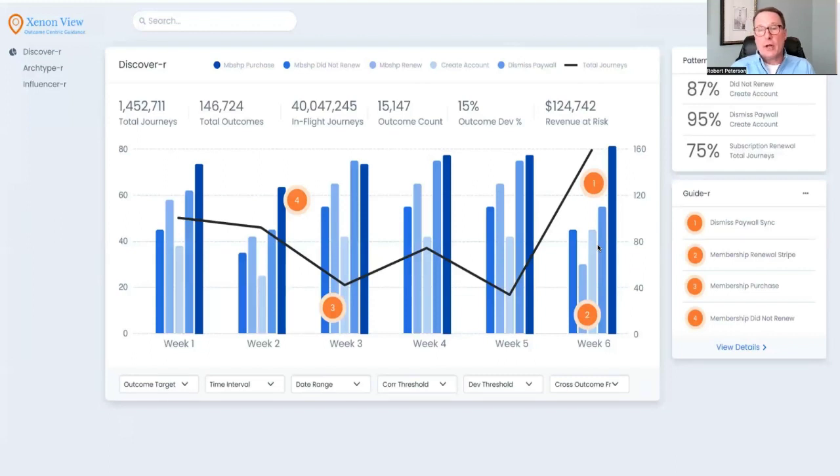So this particular analysis is, if you will, the landing page or the primary bird's eye view as you log into Xenon Lab. What's exciting about this is this is our Discoverer product, and it gives you a complete list of all of the journeys that have occurred or are occurring. And then there's the total number of outcomes, and we're going to talk about that in just a quick second. And then it gives you an idea of what the in-flight journeys are, and then the outcome counts, and then the outcome deviation. In other words, how much is it deviating week over week?